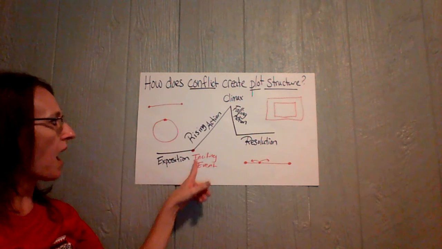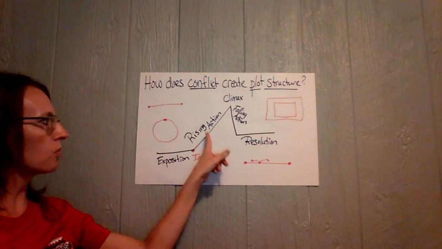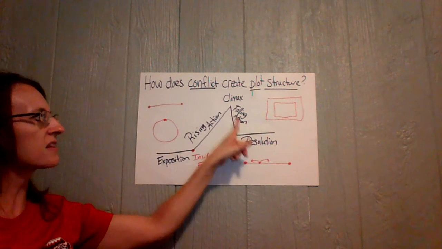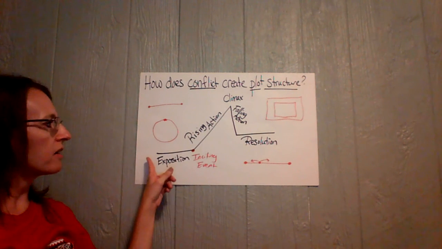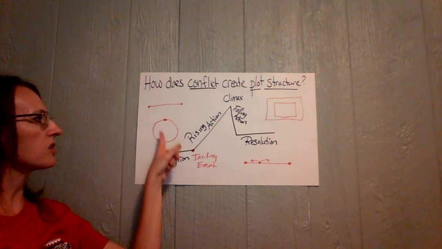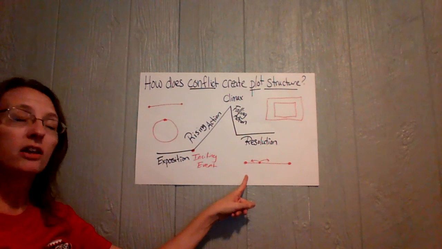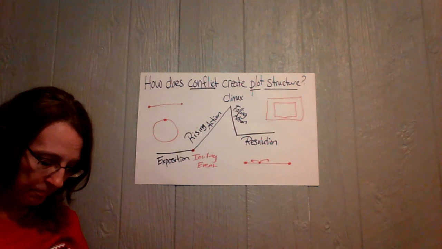Remember, these are the 5 basic parts of plot structure: exposition, rising action, climax, falling action, and resolution. And if we can identify those pieces, then we can also look at stories that are told using those pieces, but in a non-traditional format.